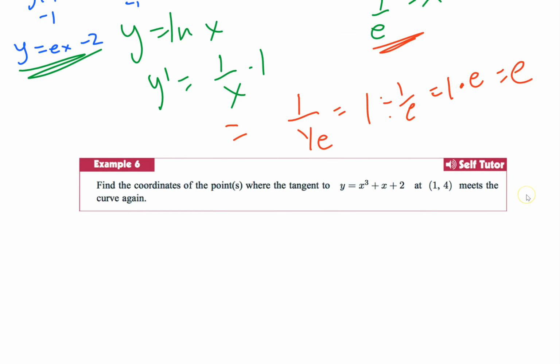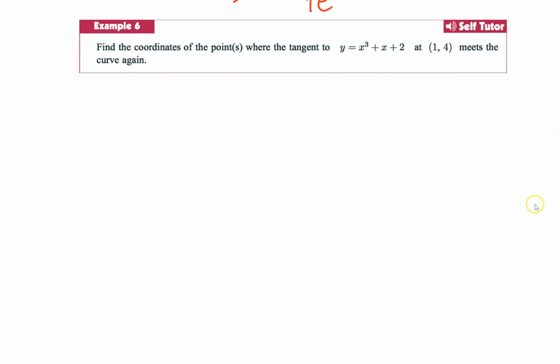Let's do one last example to make sure we got this. So look at this one. Find the coordinates of the point where the tangent to y equals x cubed plus x plus 2 at (1, 4) meets the curve again. Right? So we have something like this. And what it's saying is, let's say we find our tangent line to the point right here.